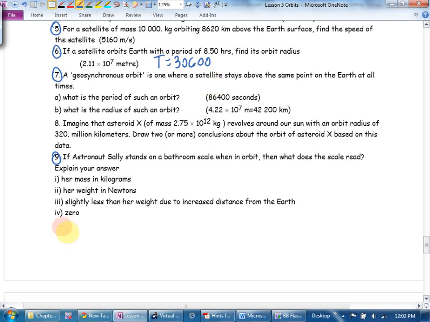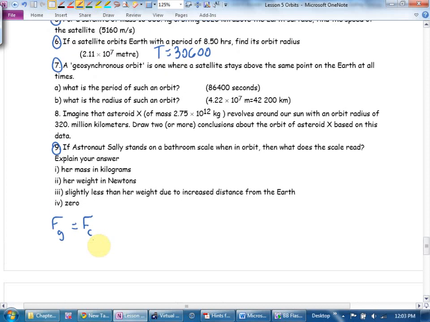So I'm going to start out by going gravity equals circular. Gravity is always going to be big G, big M, little m over r squared. And then don't write this next bit down. Circular is always going to be MAC, but I need to figure out which AC I want to use. So I'm going to erase that. There are two. Which one do I want to use? This is the key to doing this question, which is why I'm asking.